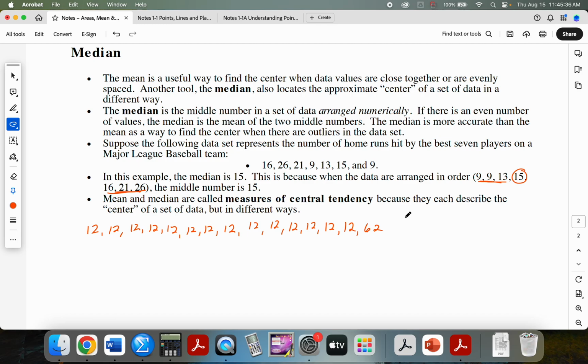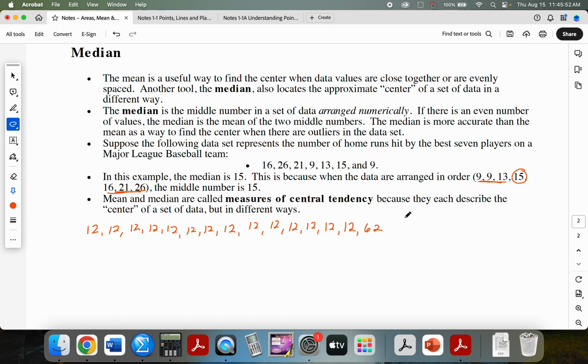Now, what is the median of this going to be? Without even counting, what is the median going to be? The median is going to be 12, right? Is the mean going to be 12? No. Only like 15. Well, let's find out.